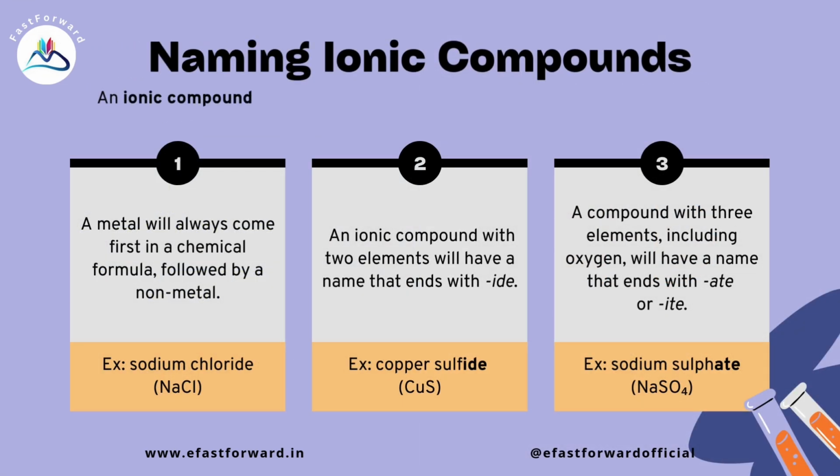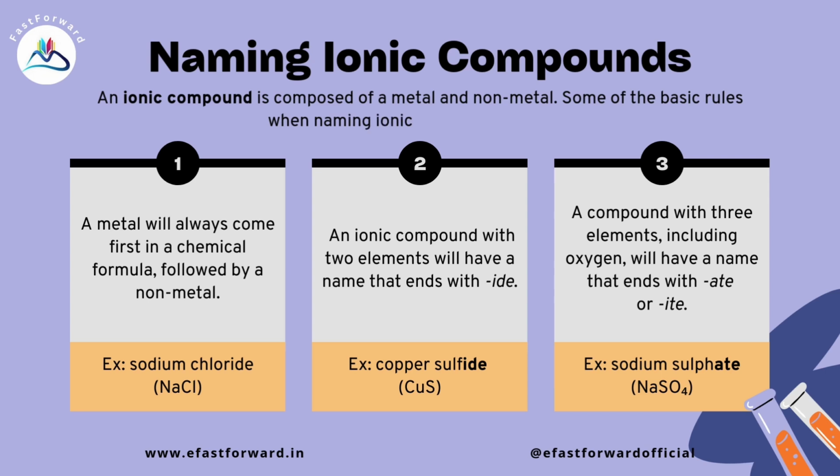Naming ionic compounds. Number 1. A metal will always come first in a chemical formula, followed by a non-metal. Example, sodium chloride. Number 2. An ionic compound with two elements will have a name that ends with "ide". Example, copper sulfide. Number 3. A compound with three elements, including oxygen, will have a name that ends with "ate" or "ite". Example, sodium sulfate.